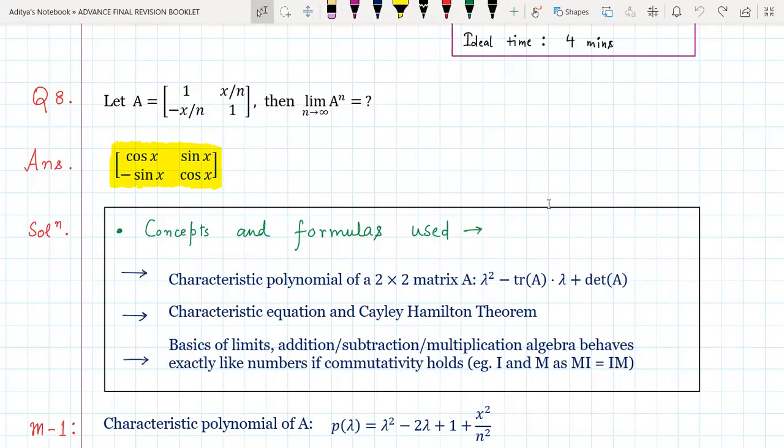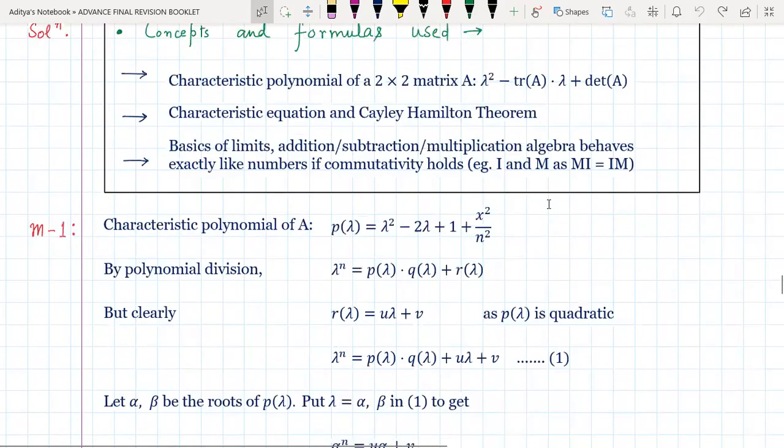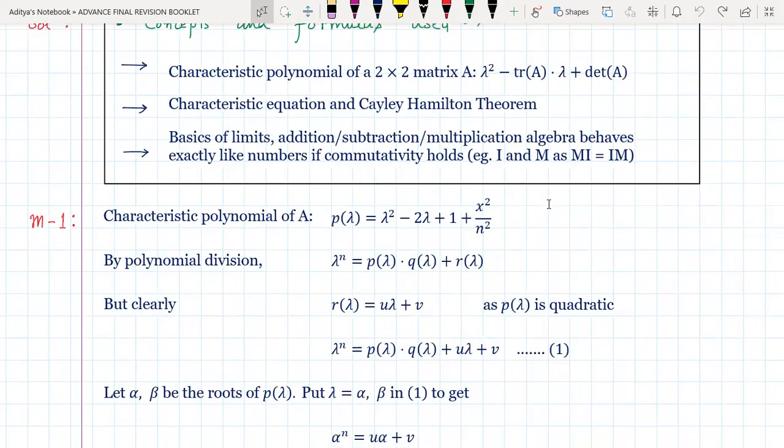For example, if we have the identity matrix I and a square matrix M, they would always be commutative because MI is equal to IM, both of them equal to M. Now let's see method number 1. Method number 1 basically relies on forming the characteristic equation or polynomial of the matrix A.